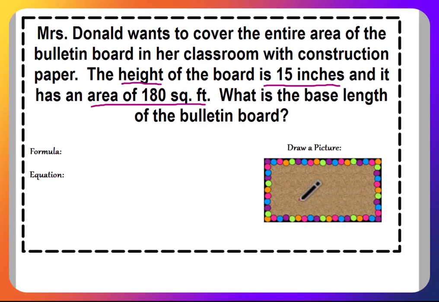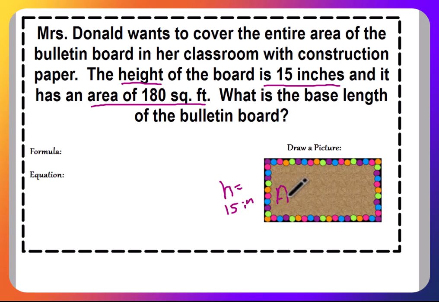Okay, so this time we're kind of given a picture, so I'm going to use it to put my dimensions. What do I know? I know the height is 15. So here's my height over here. It's 15 inches. I know the area is 180 square feet. Oh, that's funny. I didn't notice that. These have two different dimensions. One is inches, one is feet. We'll just pick one. I'll stick with the inches, I guess.